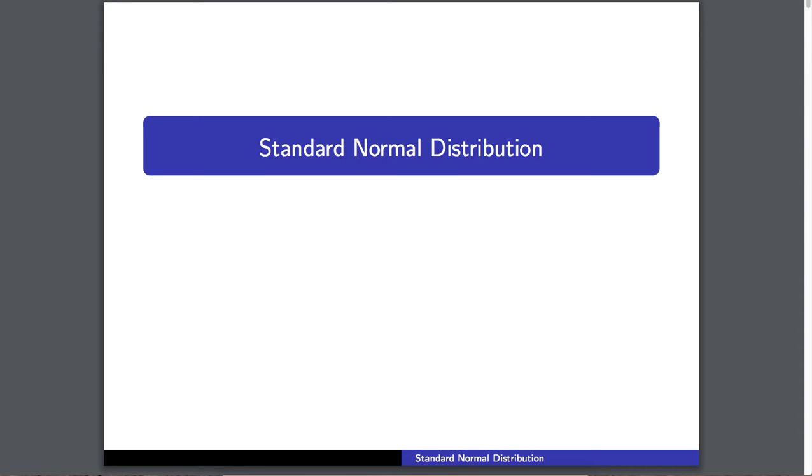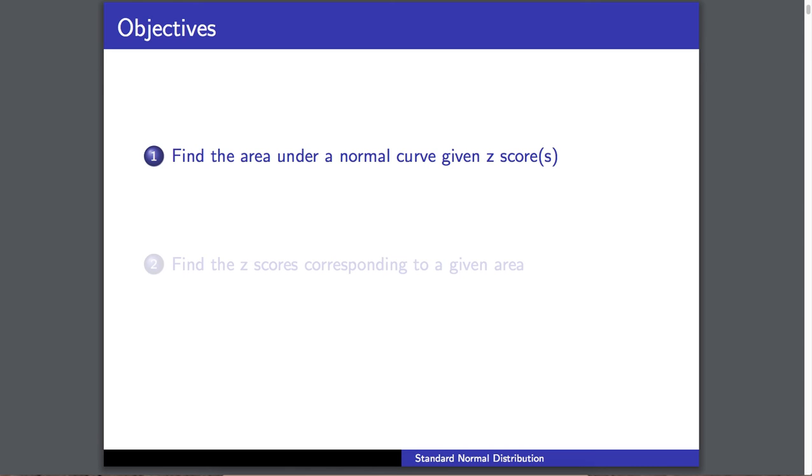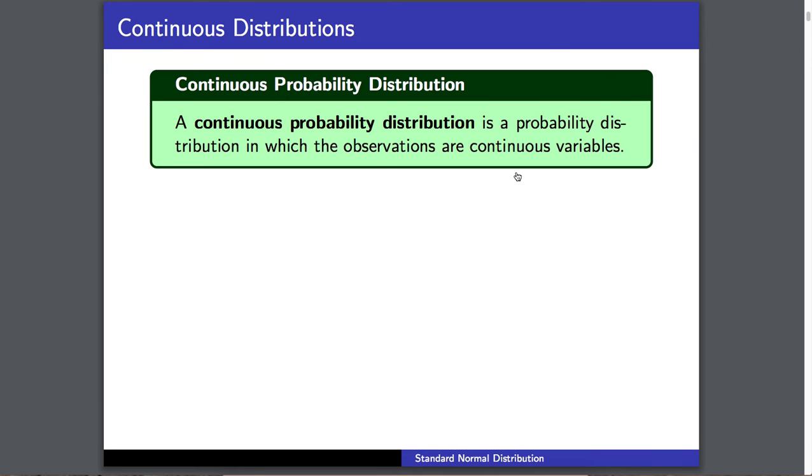All right, in this video, we're going to introduce our section on standard normal distributions. And we're actually going to break this objective up into a couple videos for time purposes, but we're going to be looking at finding the area under a normal curve given z-score or z-scores.